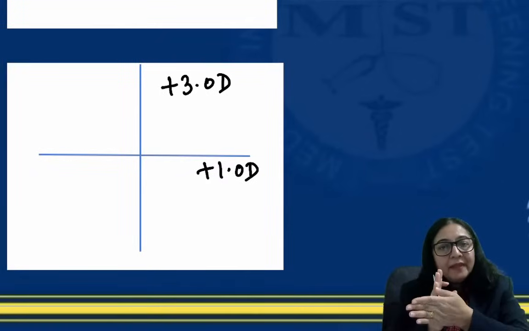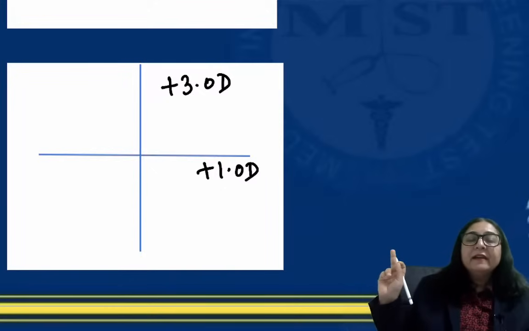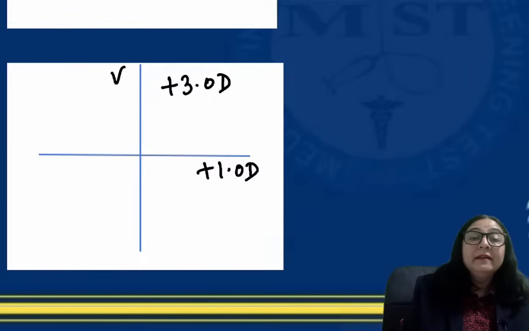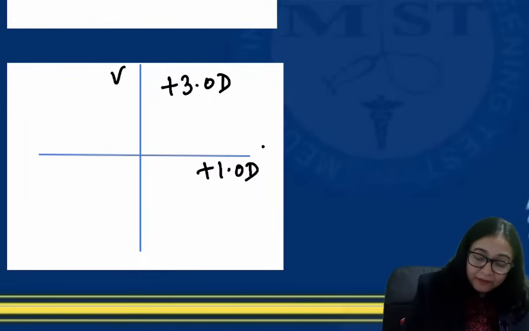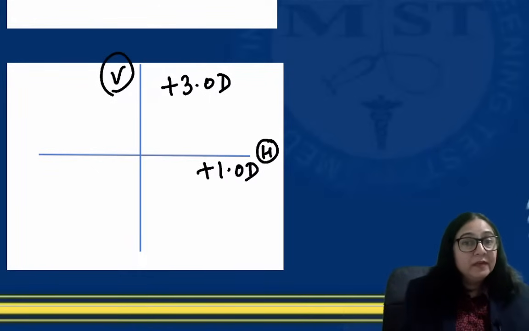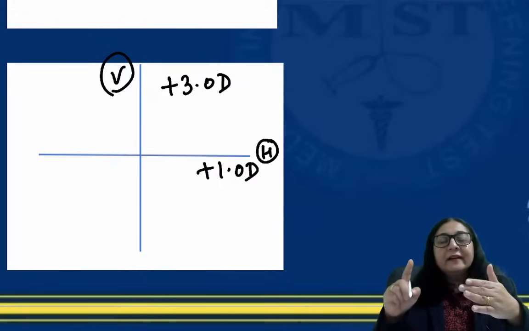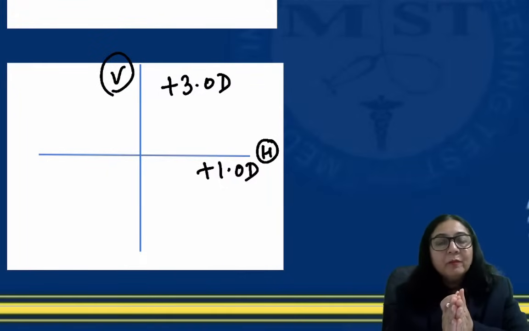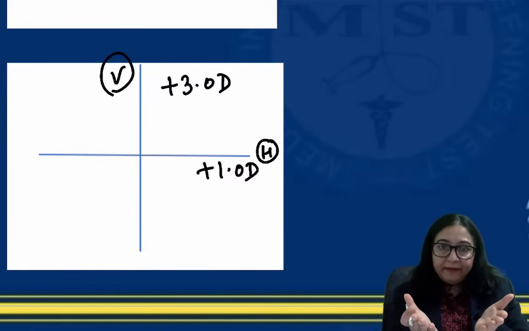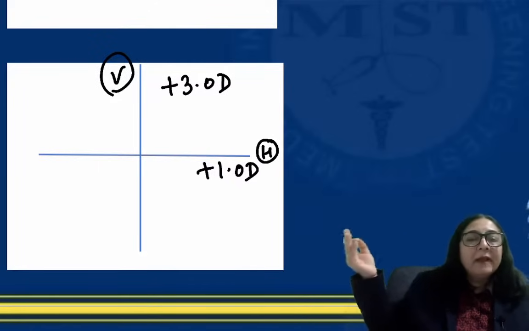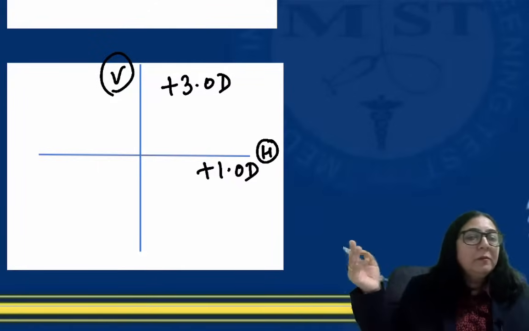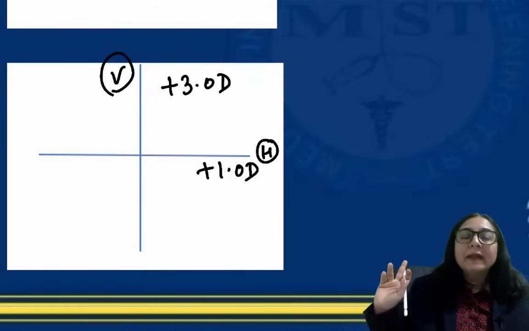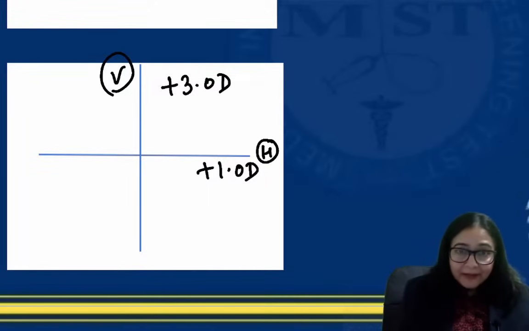Now here you see, there is a different correction for the vertical meridian. So this is your vertical meridian, beta, the 90-degree meridian, and this is the horizontal meridian, 180-degree or 0-degree meridian. So there is a different correction. So it means there is astigmatism, because if it is the same on both meridians, then there is no astigmatism. If this would have been +1 on both or +3 on both, then there is no astigmatism. But here it is +3 at vertical, +1 at horizontal. So it means there is astigmatism.